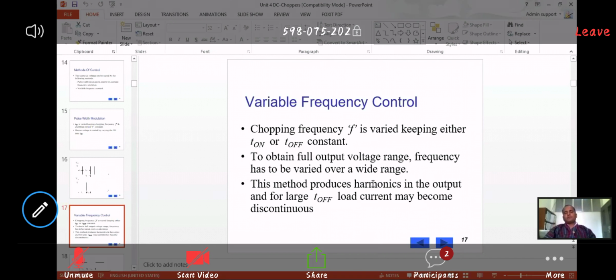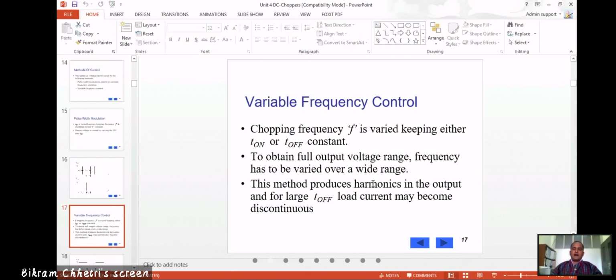So I told you in the beginning that there is a certain effect on the output of variable frequency control. This method will produce harmonics in the output, and the load current may become discontinuous. If you try to keep T on constant and the off time for a long period, there will be a discontinuity in the system. Comparing these two control methods, the more advantage is with the pulse width modulation technique.